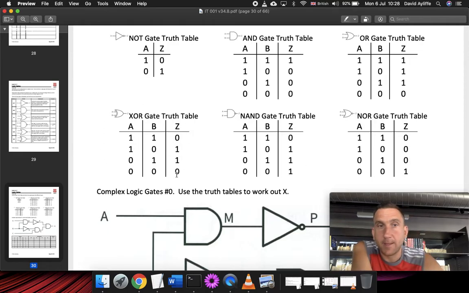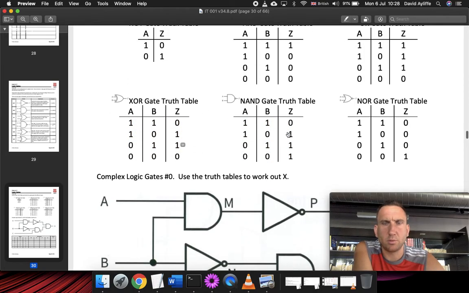XOR is a bit different, it's on its own. If the inputs are the same, so 1 and 1 gives us 0, 0 and 0 gives us 0. So these are both the same. When these are the same, we get 0 as output. When the inputs are different, we get a positive output. Right, so that's quite important.